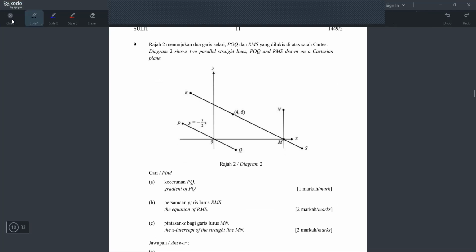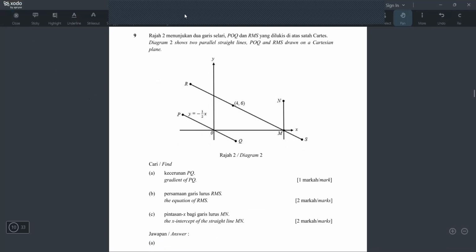Okay, number 9. So this is Form 3 chapter. Form 3 chapter is under straight line. Let's read the question. Diagram 2 shows two parallel straight line. Okay, straight away parallel, what it means? It means they are selari. Selari means kecerunan dia sama, gradient dia sama.